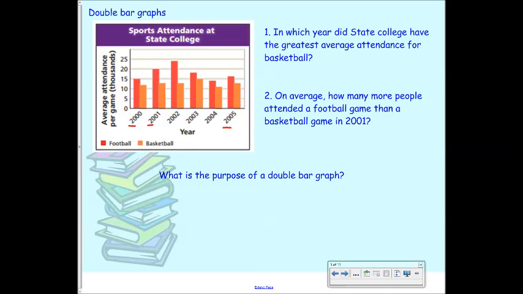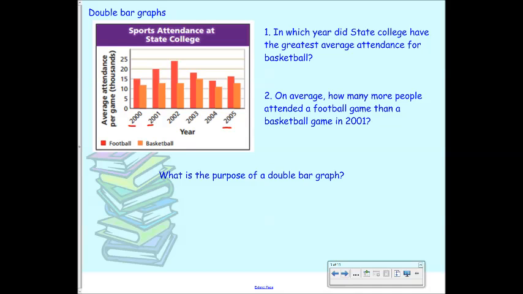Yeah, you're looking at this and right away I can say which sport has more people go? Football. How do you know that? The red bar is higher in every single one of the years, right? So you don't have to figure out a single number for that. You just look at it and say, oh, the red bar is taller. Okay, more people go to football games.